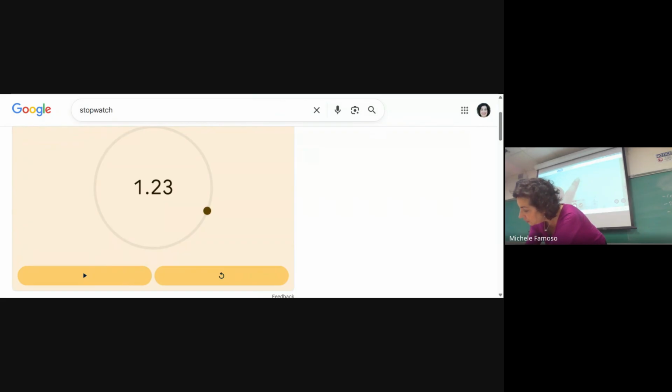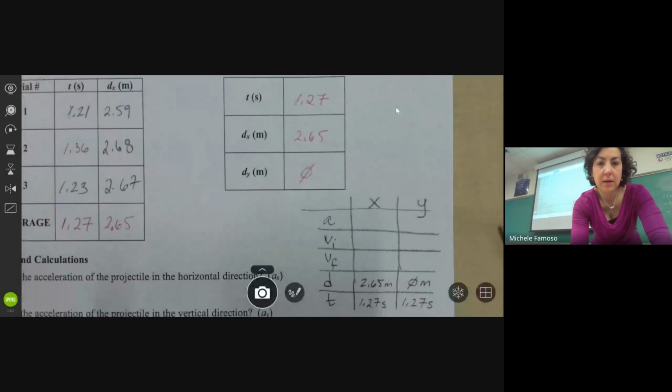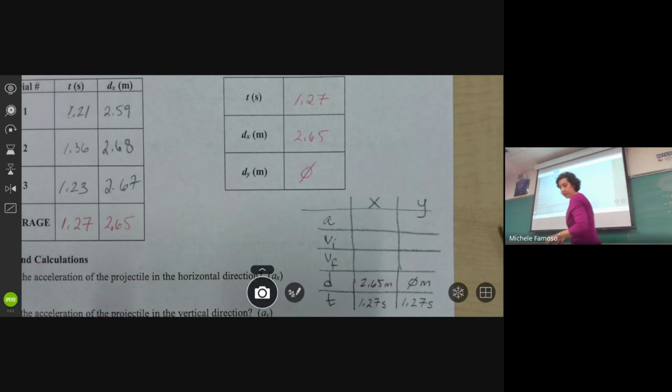The only thing this table gives you is this. This will be hard to do if you're not working with a partner, so I would strongly suggest you work with a partner to help you figure this out.